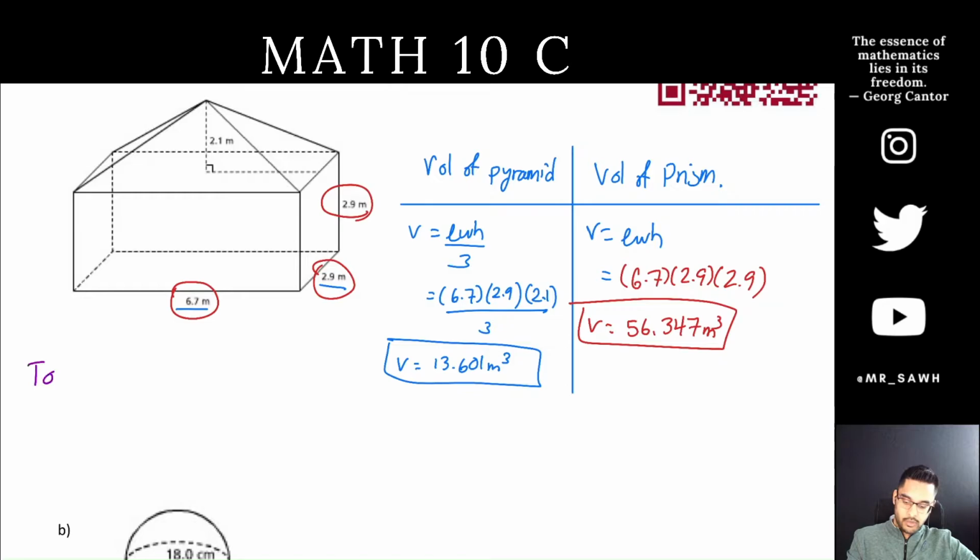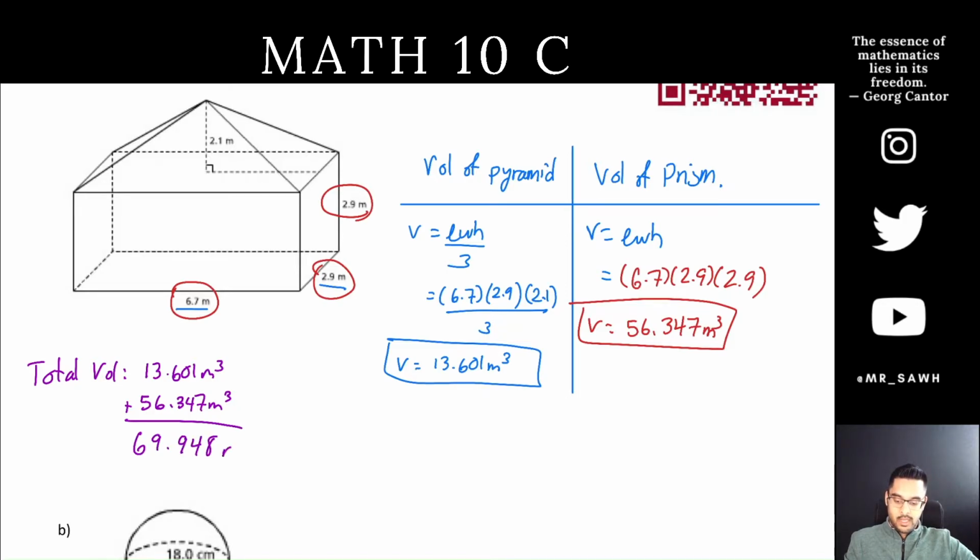So the total volume is going to be our 13.601 meters cubed plus 56.347 meters cubed for a total of 69.948 meters cubed. And if we were to round that to the nearest whole number, just to make it a little bit easier on ourselves, we're going to end up with 70 meters cubed.